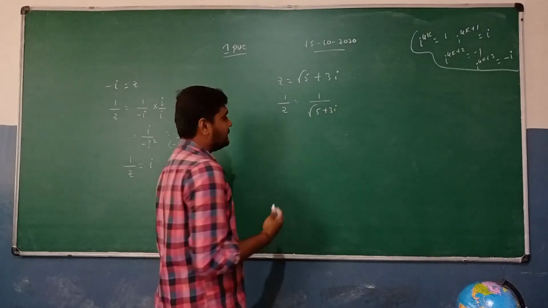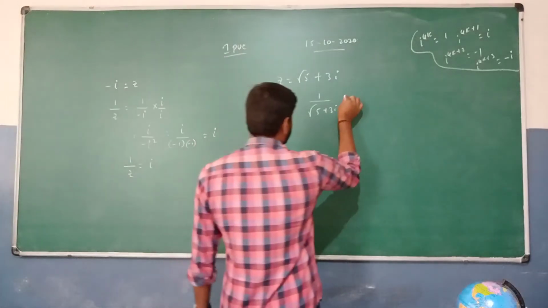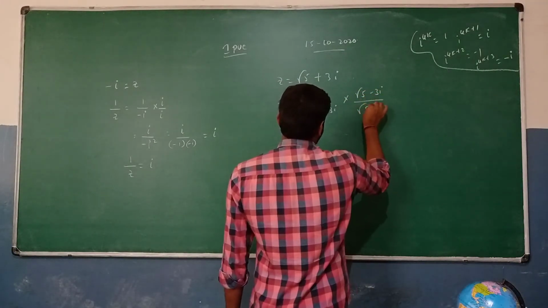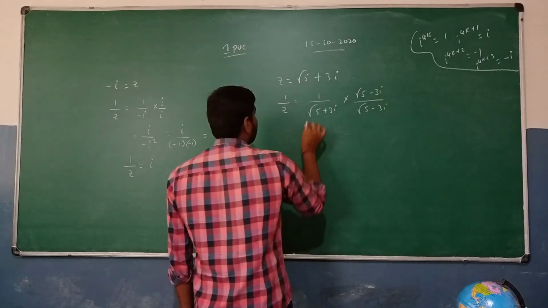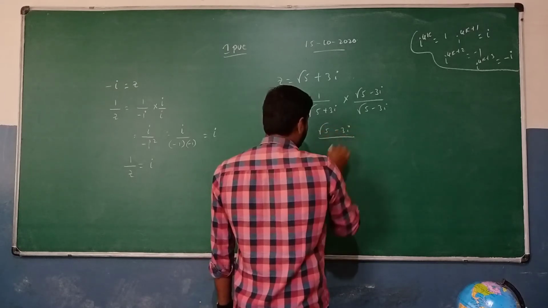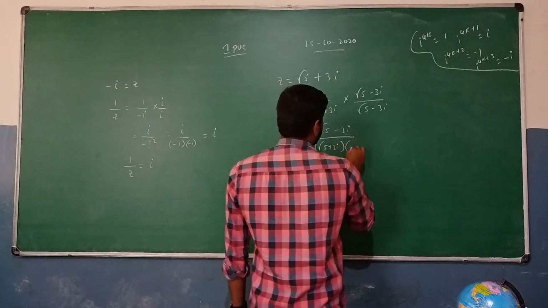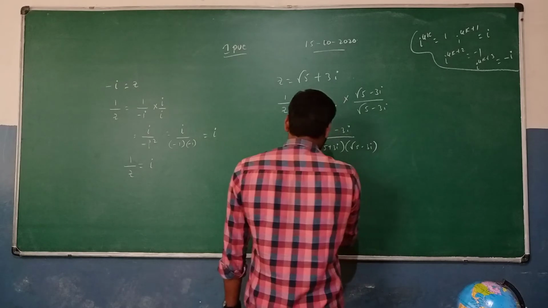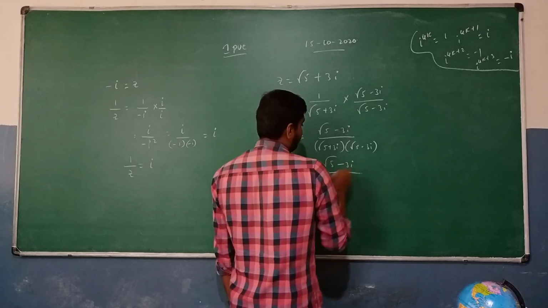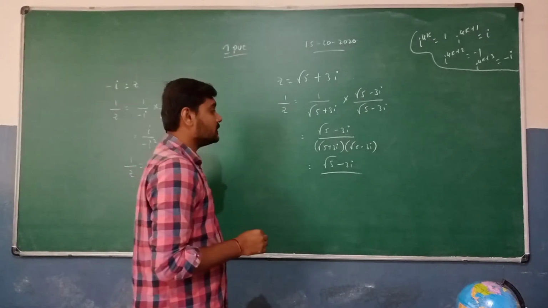We need to multiply the conjugate of the complex number in both the numerator as well as the denominator. So that's going to be root 5 minus 3i divided by root 5 minus 3i. We multiply 1 into root 5 minus 3i, that's root 5 minus 3i, divided by root 5 plus 3i into root 5 minus 3i. So the numerator is root 5 minus 3i, divided by, again, a is equal to root 5 and b is equal to 3.